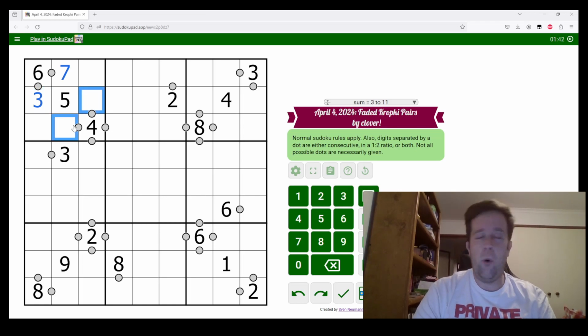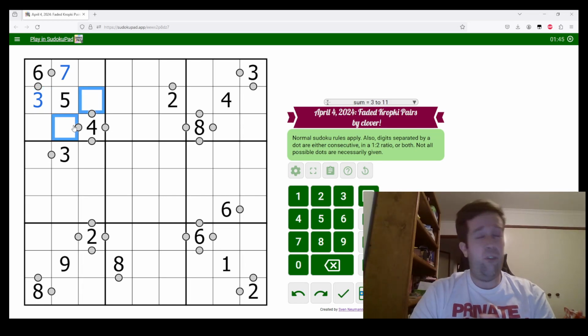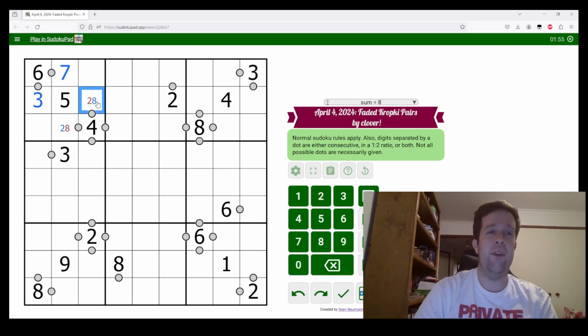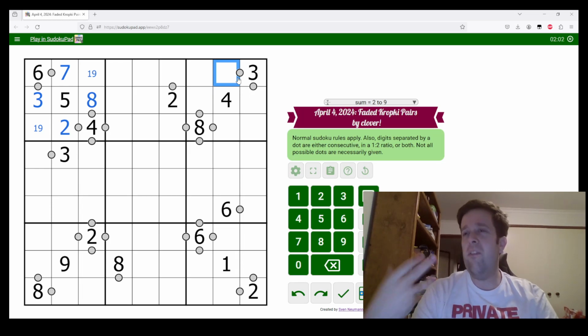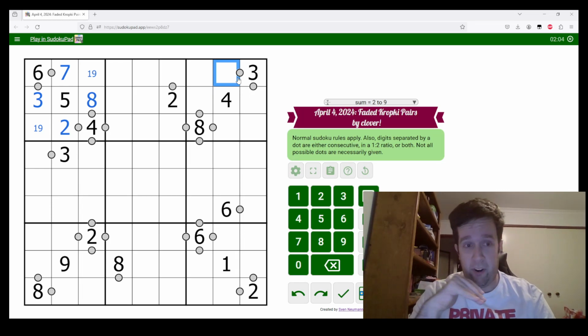Now, 4, half of 4 is 2, double 4 is 8, and it's consecutive to 3 and 5. Because we have a 3 and a 5 there, it rules these two out from being 3 and 5, which means this can be 8 and this can be 2, and we can place a 1 and a 9 here. We're going to need to do this sort of logical, methodical process, this whole puzzle.